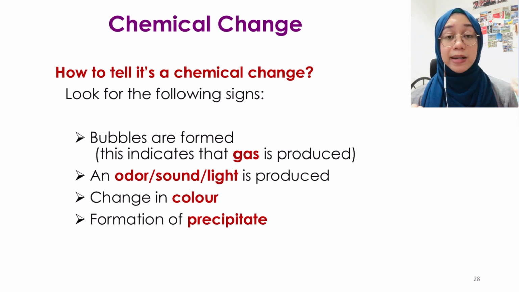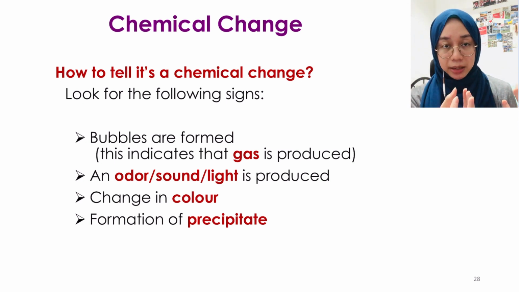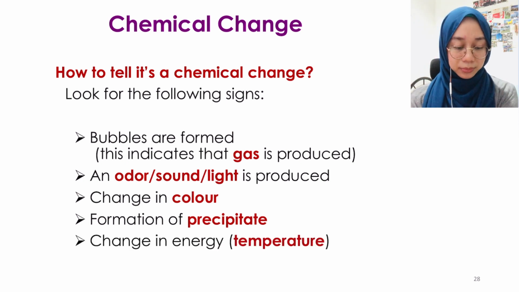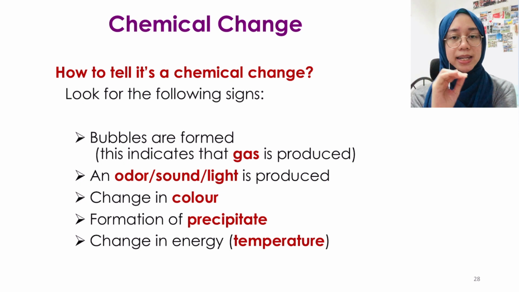Okay, and then formation of precipitate, ada mendakan yang berlaku, bermaksud there's new substance being formed kan. So bila ada new substances, bermaksud itu adalah chemical change. Okay, and also change in energy, tapi depends lah, yang ni depends juga. So nanti kena tengok lah, ada beberapa sign ni untuk kamu tahu berlakunya chemical change dekat situ.